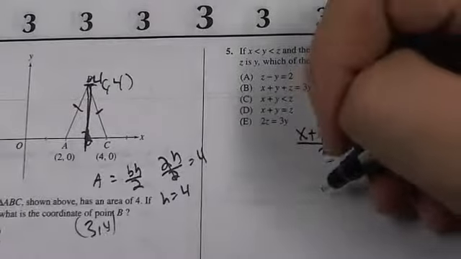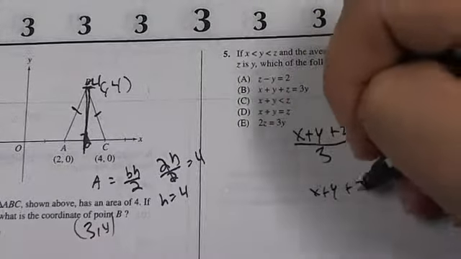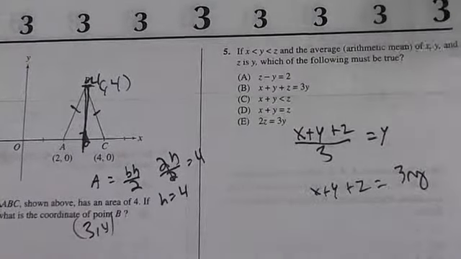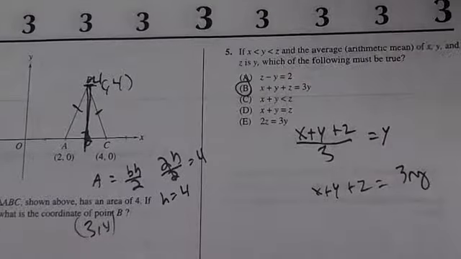Alright, so we've got to solve for this. So x plus y plus z is equal to 3y, we multiply by 3 on both sides and get this. And that is B.